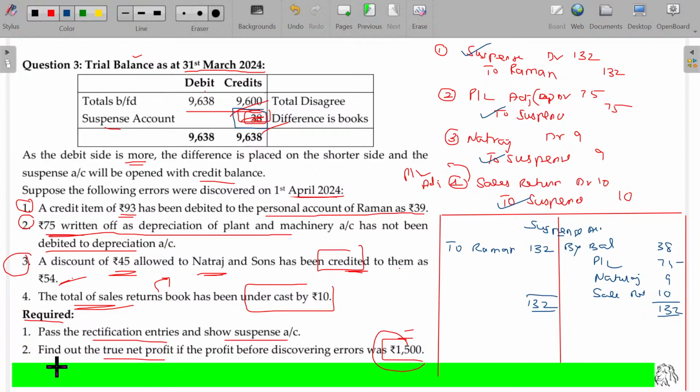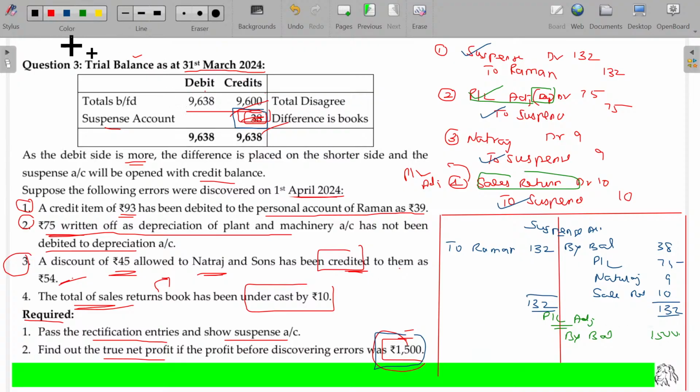The next question: what could be the net profit? This may be the wrong profit. 1500 rupees profit we have arrived at with these errors. If these errors are rectified, what would be the real profit? So now we have to open one more account called P&L adjustment account. What things are going to be renamed into P&L adjustment account? This depreciation is renamed as P&L adjustment account. This sales return is also renamed. All the nominal accounts are replaced. Only 2 accounts are going to be replaced. The suspense account already has a 1500 rupees balance. Balance being 1500.